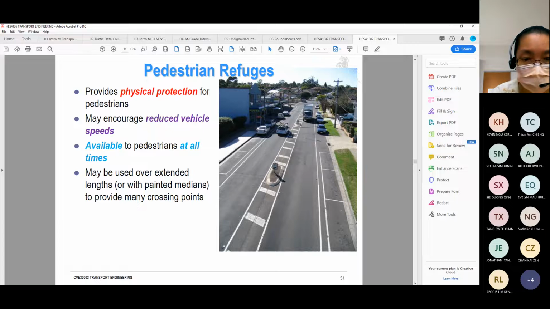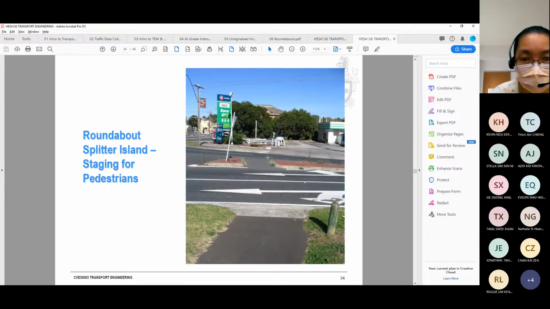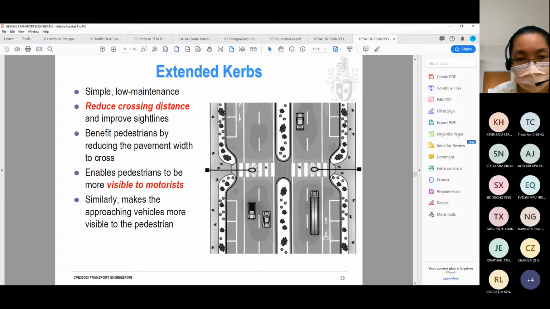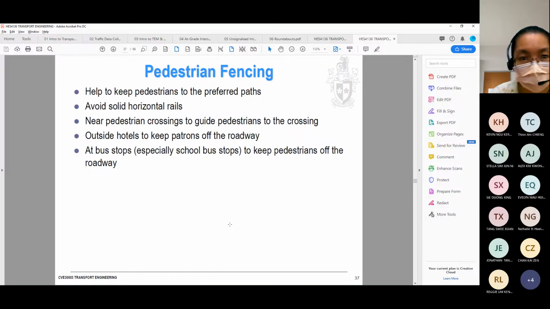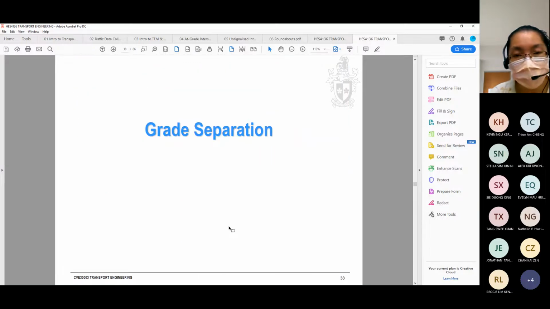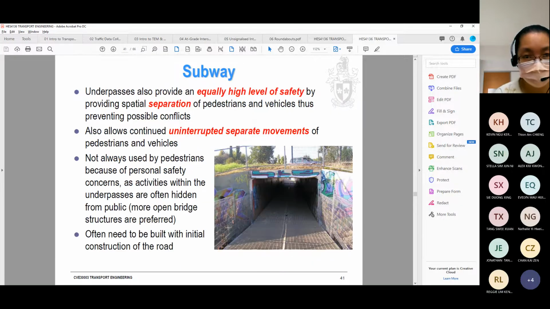Refuges or refuge islands, pedestrian crossing at roundabouts. Again, this is to facilitate crossing. And then we have extended curbs. Then we have grade separation, either overhead bridges or subways.